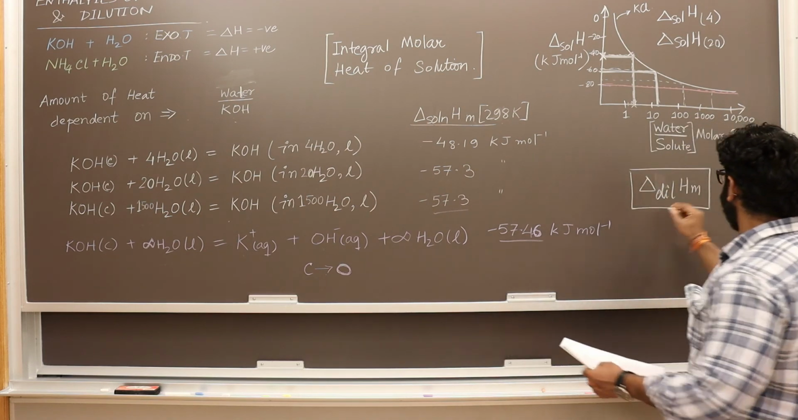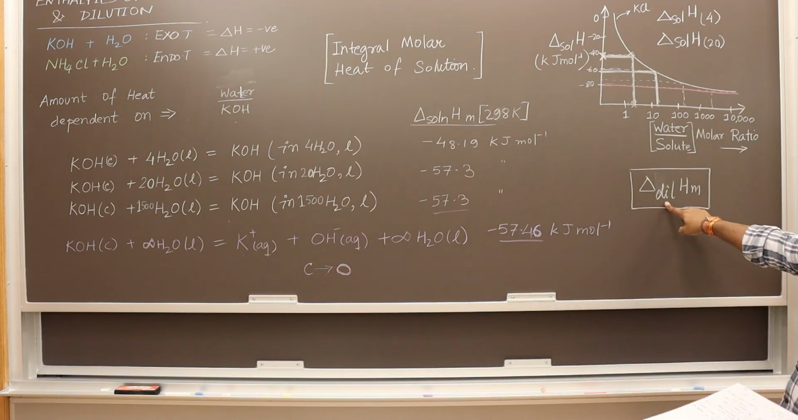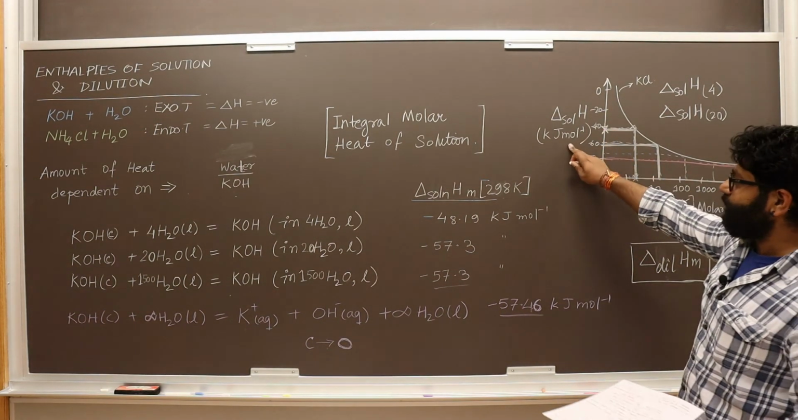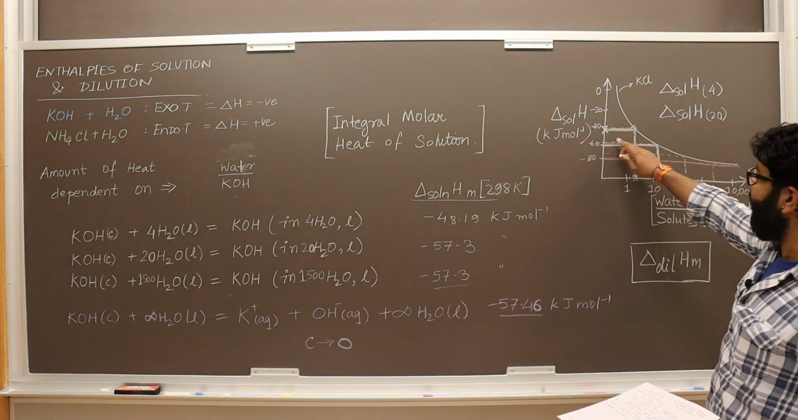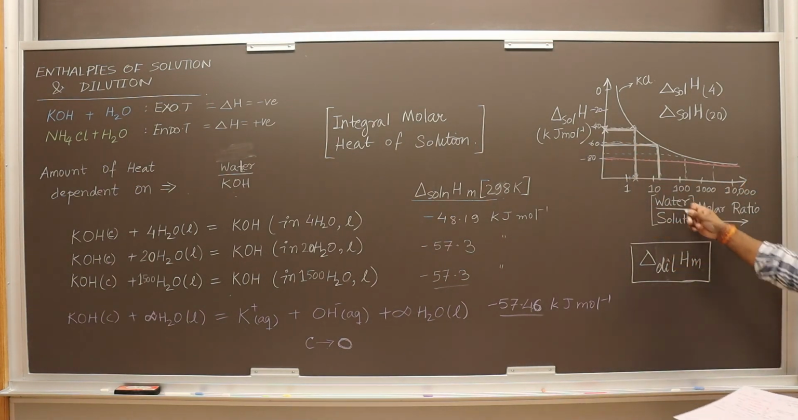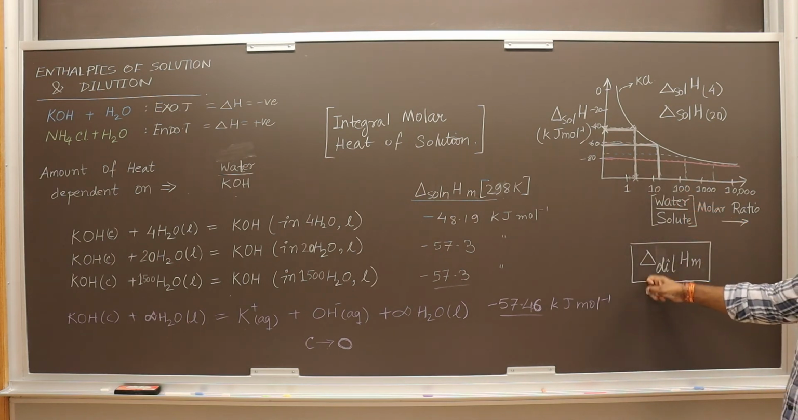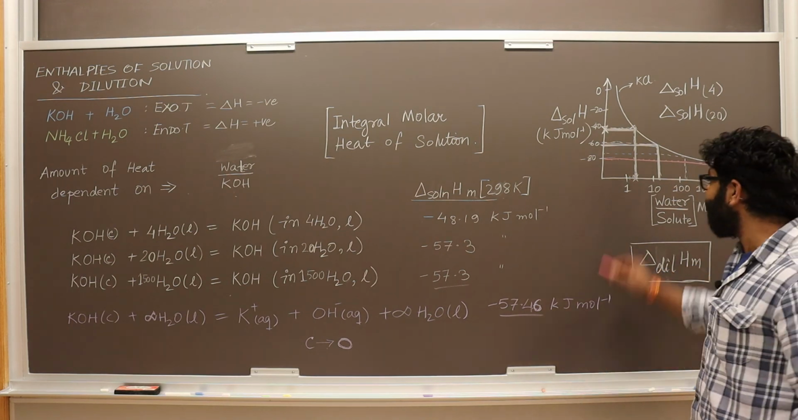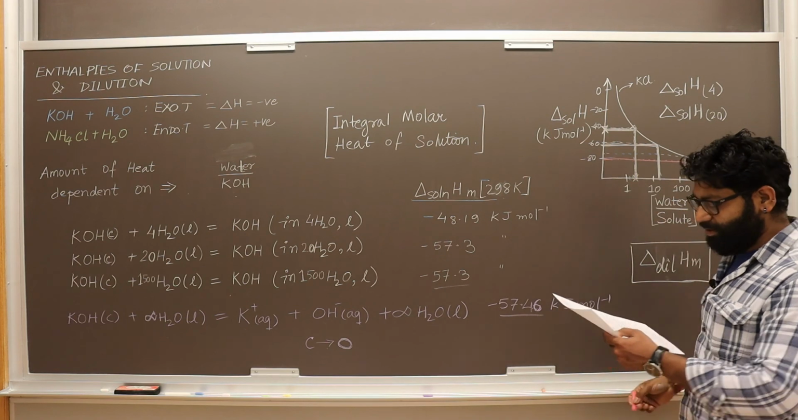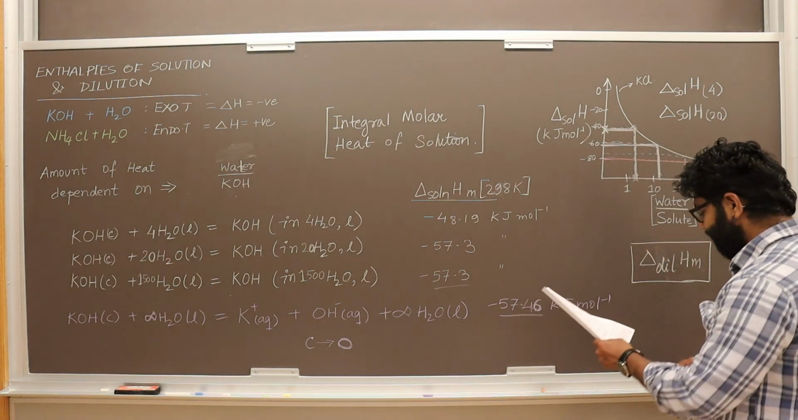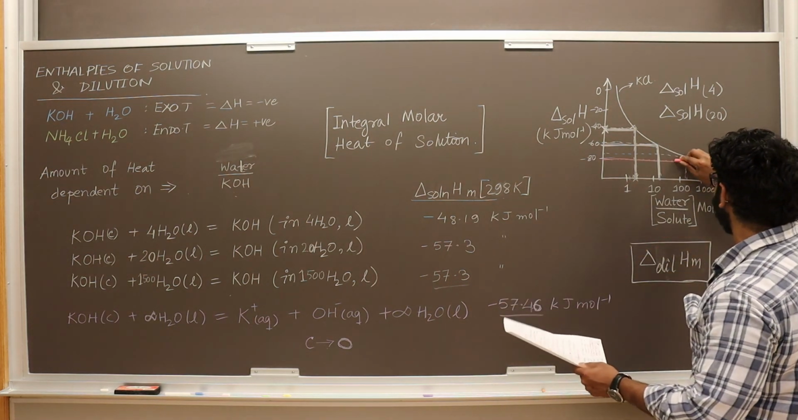So this is the molar enthalpy of dilution. It is nothing but the difference between the delta H of solution, the molar heats of solution, at different ratios of water to solute. So the difference between the delta H of solution at different water to solute ratios will give you the molar heat of dilution. Now, this value, which is the asymptote in here, is basically represented as the standard integral molar value.